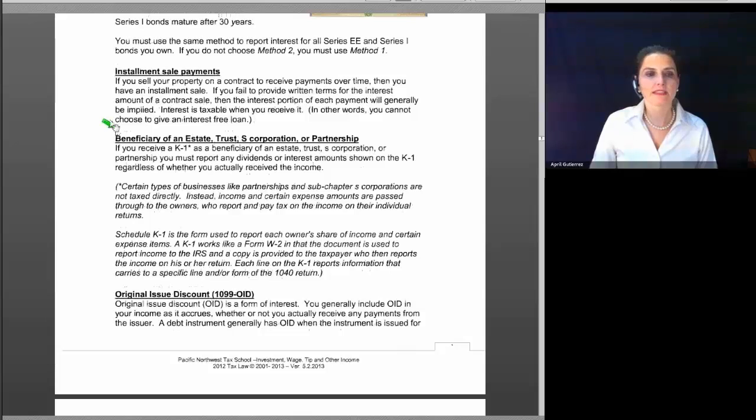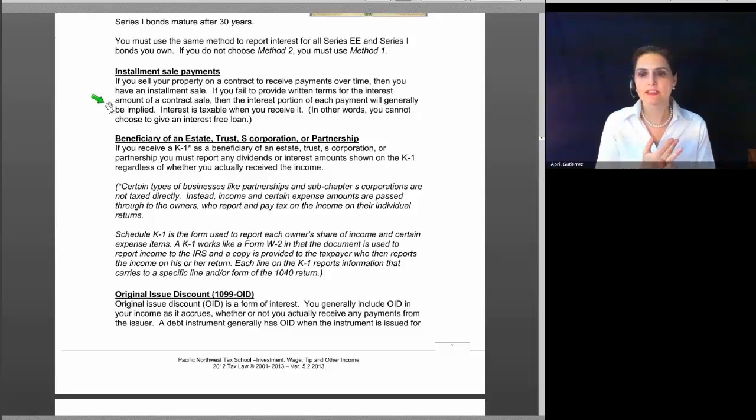Installment sale payments. If you sell your property on a contract to receive payments over time, then you have an installment sale. If you fail to provide written terms for the interest amount of a contract sale, then the interest portion of each payment will generally be implied. Interest is taxable when you receive it, so in other words, you cannot choose to give an interest-free loan. There's a couple of reasons why we can't have an interest-free loan.